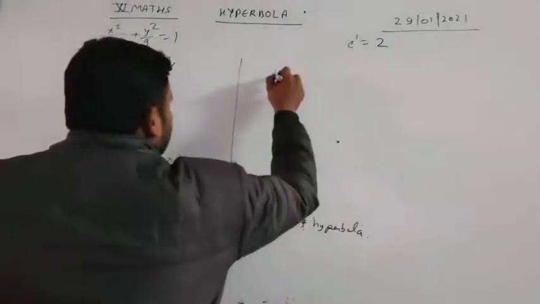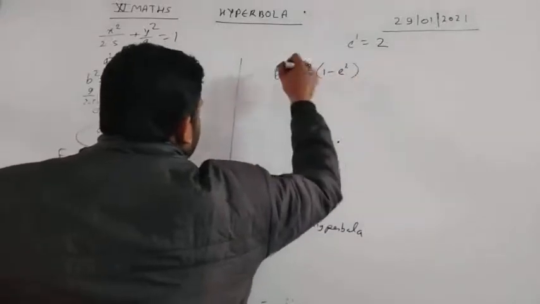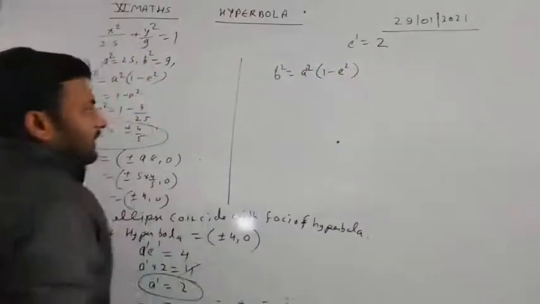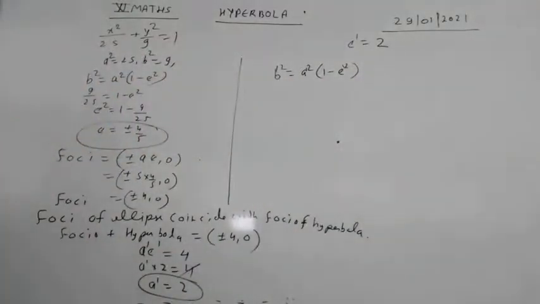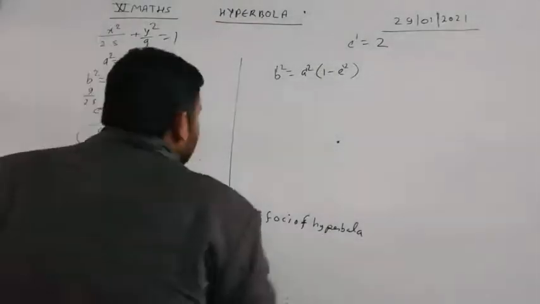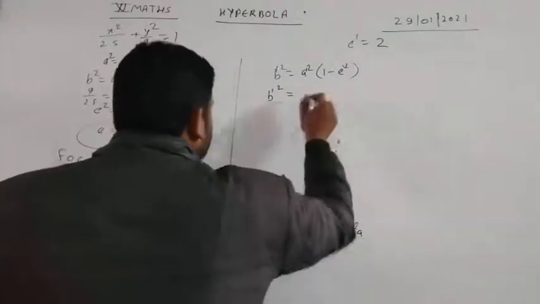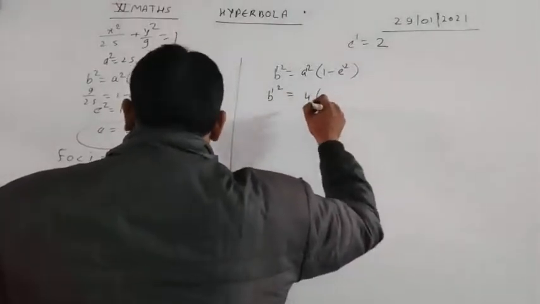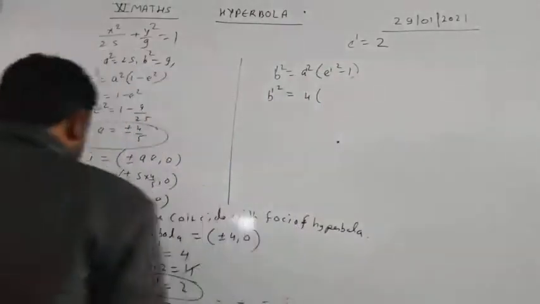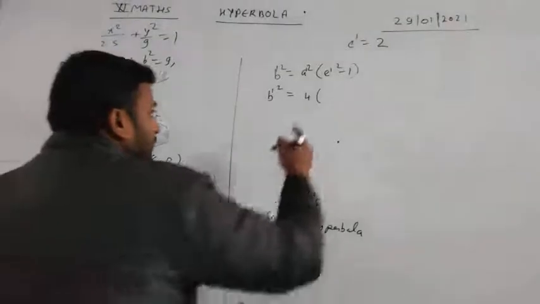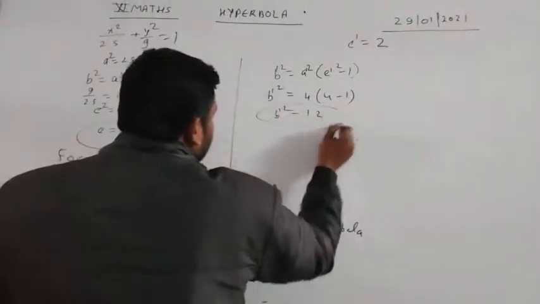So we can find our b square is a square times (1 minus e square), where a dash, b dash and e dash are the terms of the hyperbola. Okay, so b dash square is equal to a dash square, which is 4, times (e dash square minus 1), because we are solving for a hyperbola. So e dash square is 4 minus 1, so b dash square is 12.